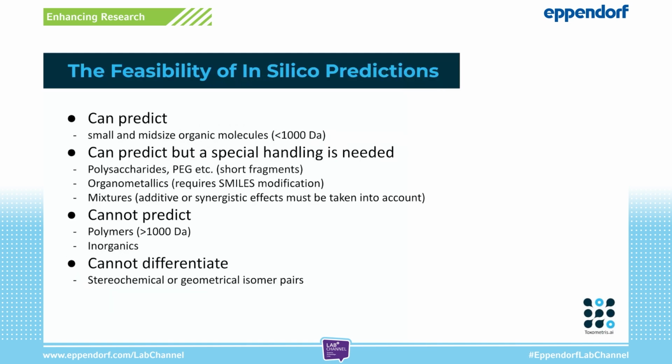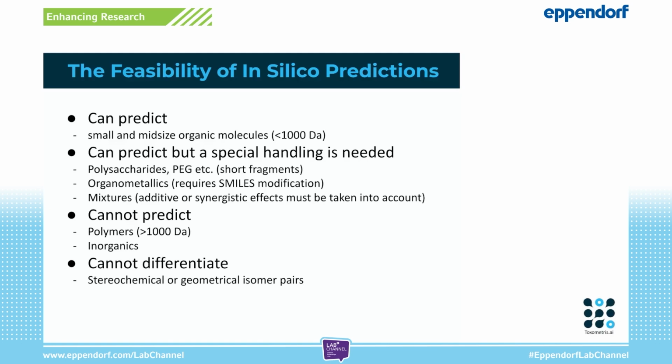But before using any kind of in silico models, it is important to know to which chemicals it is applicable. The applicability space of most QSAR models typically includes organic chemicals with a molecular weight of less than 1,000 Dalton. With special attention, polysaccharides, organometallics, and mixtures properties can also be predicted.